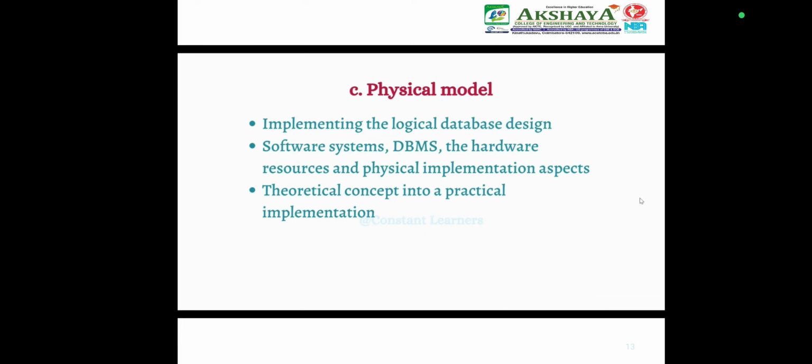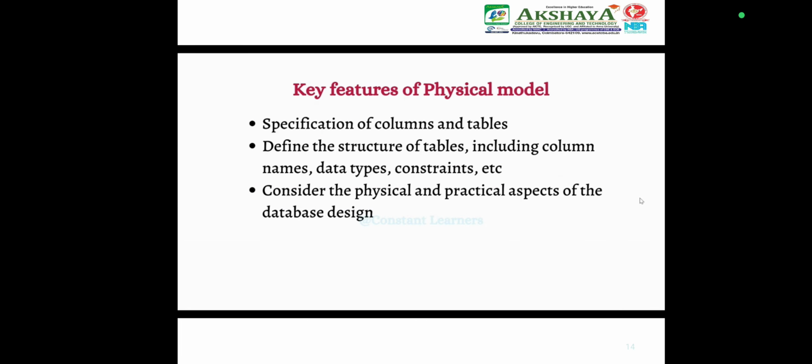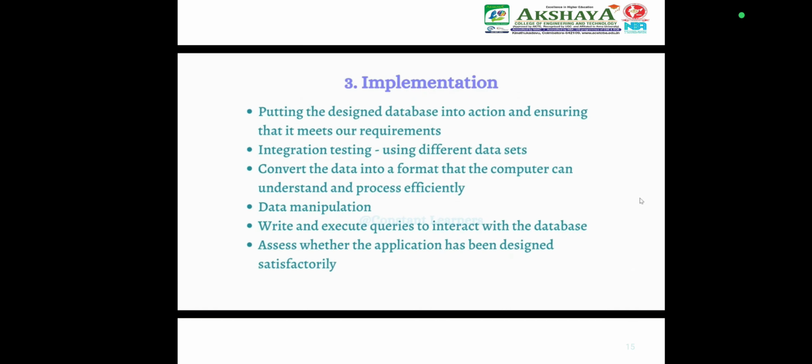Software systems such as DBMS, the hardware resources and the physical implementation aspects, turn the theoretical concept into a practical implementation. The key features of the physical model: it is used for the specification of columns and tables to define the structure of a table, including column names, data types, constraints, etc. It considers the physical and practical aspects of the database design.